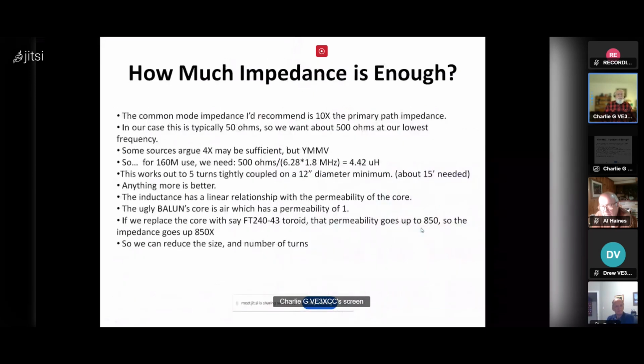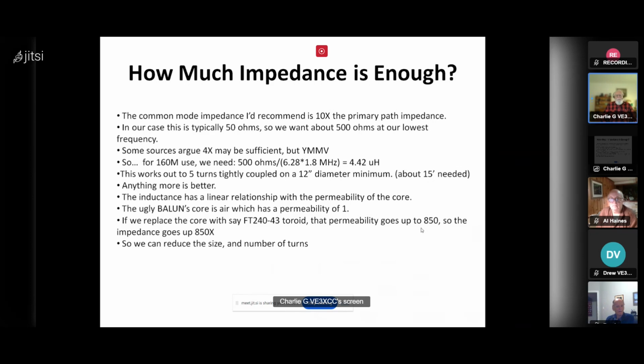Which begs the question, actually, how much impedance is enough? If we're going to add some additional impedance to that outside coax path, what should it be? And to be honest, this is subjective, and there's lots of opinions around. For me personally, I like to try and make that impedance maybe 10 times what the primary path impedance is. So if we're using 50 ohm coax, I want to try and make about 500 ohms at the lowest frequency of interest.